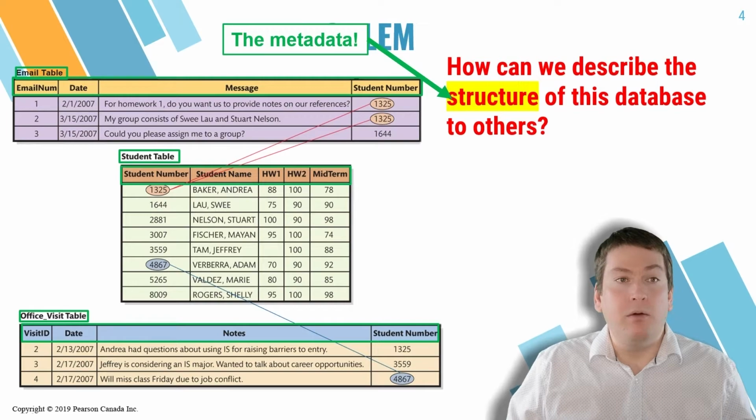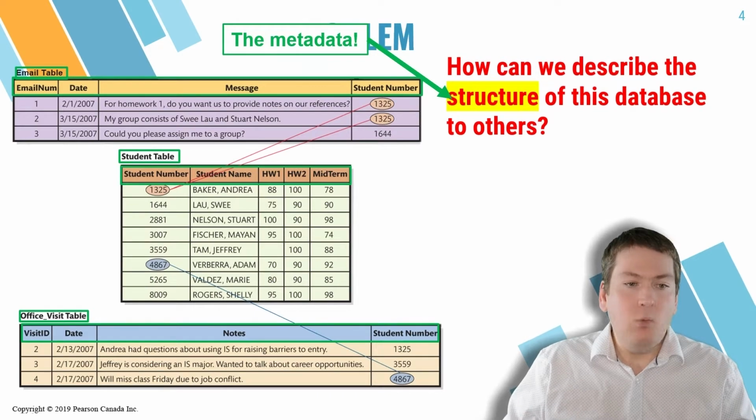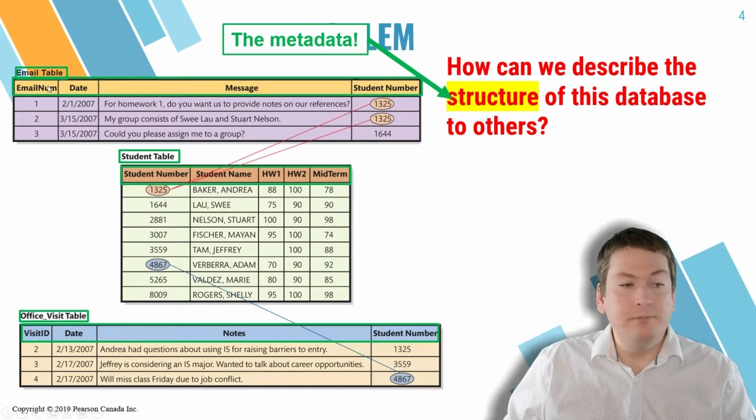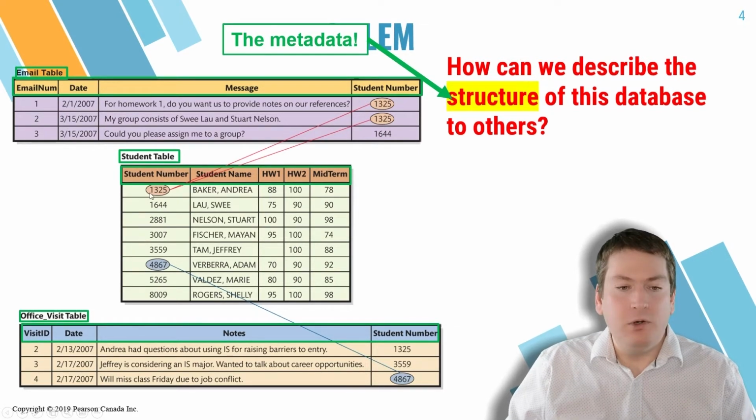By structure, or metadata, or data model, what I'm talking about is what data is going to be stored in each table. For example, we have an email table, and we know that that email table is going to store an email number. That's the primary key for this table. It's going to store a date when the email was sent, the message, the content of the email, and the student number representing what student sent it. That creates a link, or a relationship, to the student table, which stores information about the student number, student name, homework, assignments, midterms, things like that.